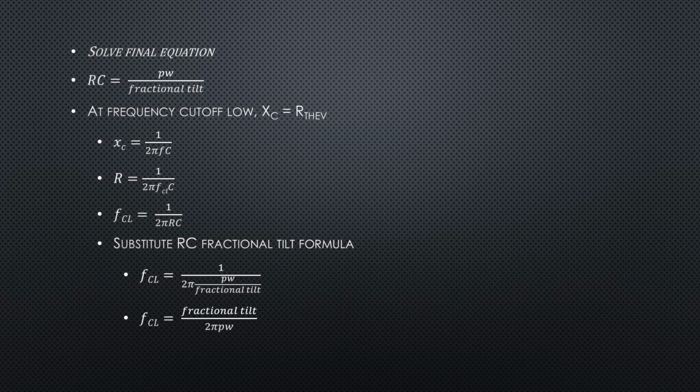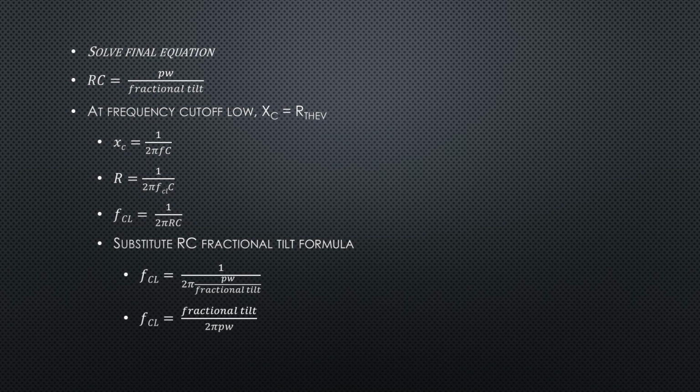Now that we've solved for RC in terms of pulse width and our fractional tilt for our square wave, we can look at our frequency cutoff low formula and derive that. We know that at that frequency, X sub C, the capacitive reactance, is equal to the R Thevenin, the resistance that the reactance sees. And so if we manipulate our X sub C formula, we can substitute in the R, and we end up with frequency cutoff low equal to 1 divided by 2 pi RC.